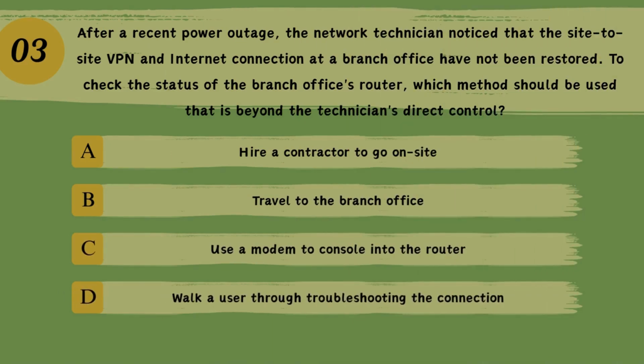Question 3. After a recent power outage, the network technician noticed that the site-to-site VPN and internet connection at a branch office have not been restored. To check the status of the branch office's router, which method should be used that is beyond the technician's direct control? A. Hire a contractor to go on-site. B. Travel to the branch office. C. Use a modem to console into the router. D. Walk a user through troubleshooting the connection.